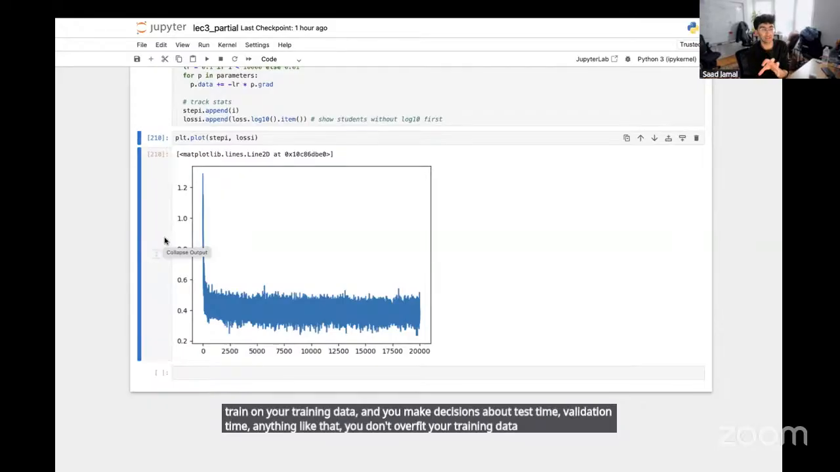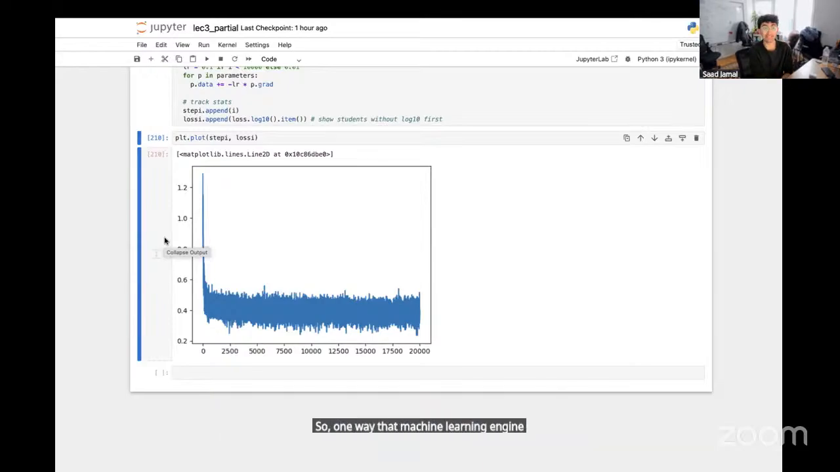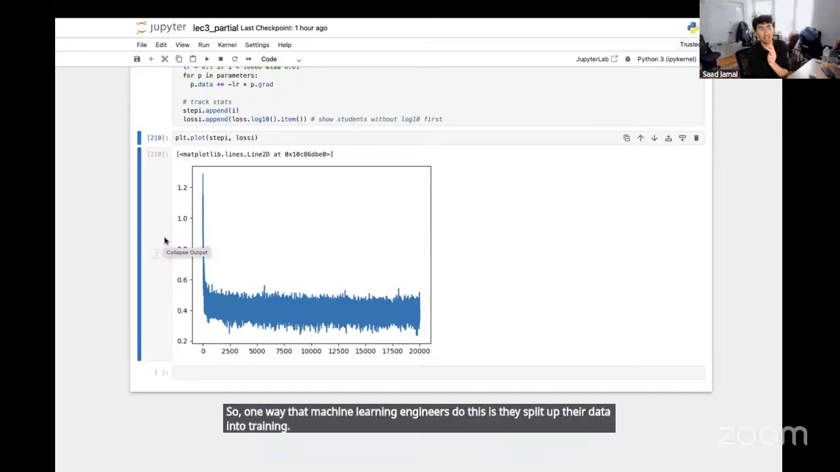You don't make decisions that lead you to overfit. So one way that machine learning engineers do this is they split up their data into training, validation, and test, right? So we should only ever test the final loss on the test set.